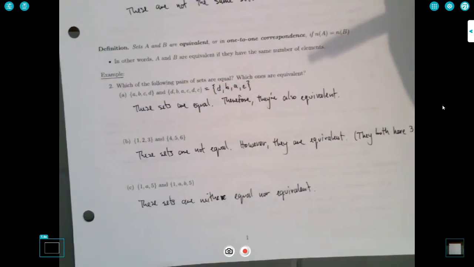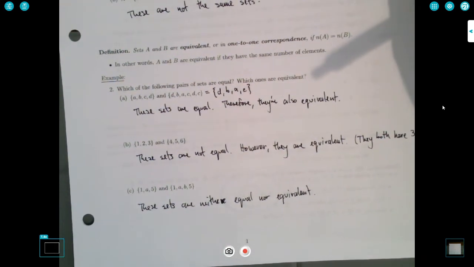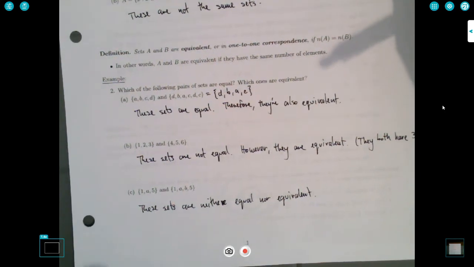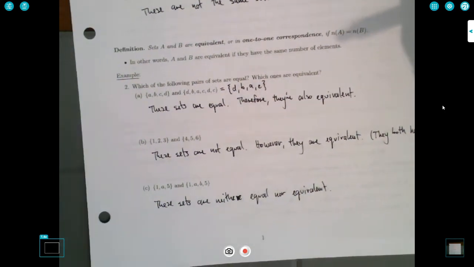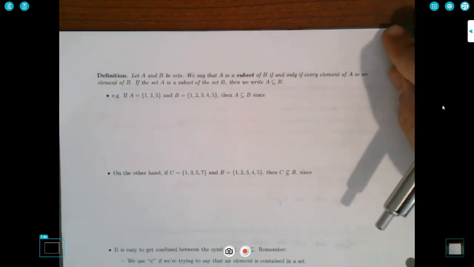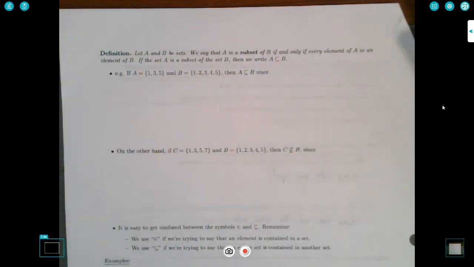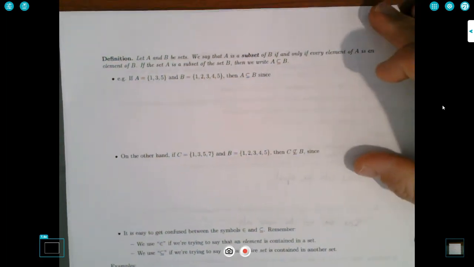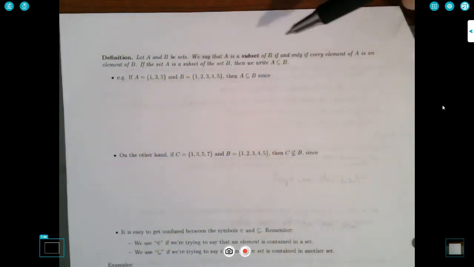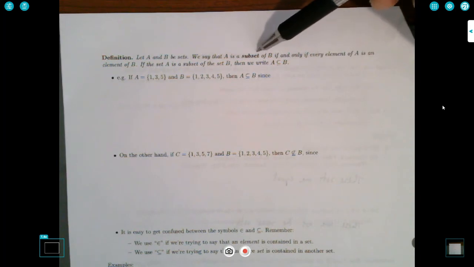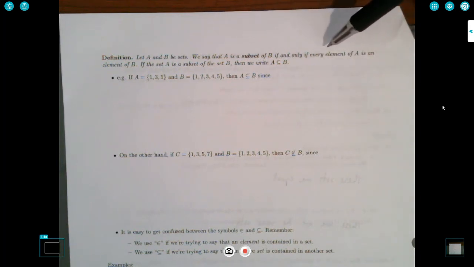All right. So hopefully that helps you understand the difference between equality and equivalence. They don't mean the same thing, so try not to use them interchangeably because they're not interchangeable. Okay, another way that we compare sets is we can talk about a concept called the subset. Let's say that A and B are sets. We say that A is a subset of B if and only if every element of A is an element of B.